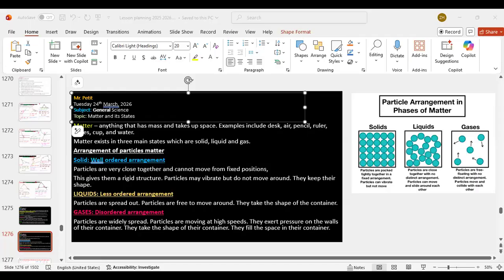Then we have Merrick Parker. Merrick Parker, read what we have for the gases, please. Gases: disordered arrangement. Particles are widely spread. Particles are moving at high speeds. They exert pressure on the walls of the container. They take the shape of their container. They fill the space in their container. Read the last sentence again. They fill the space in their container.